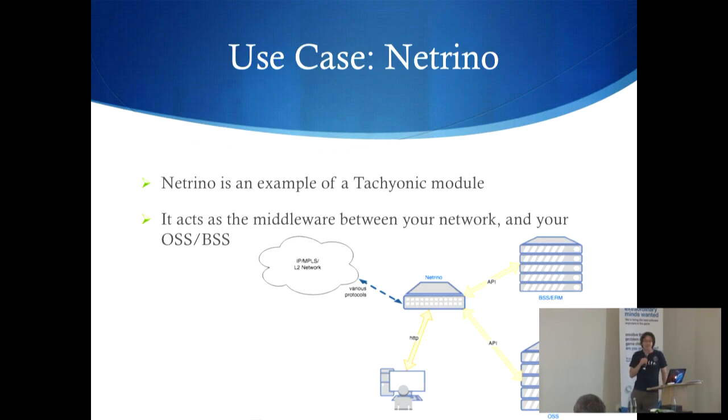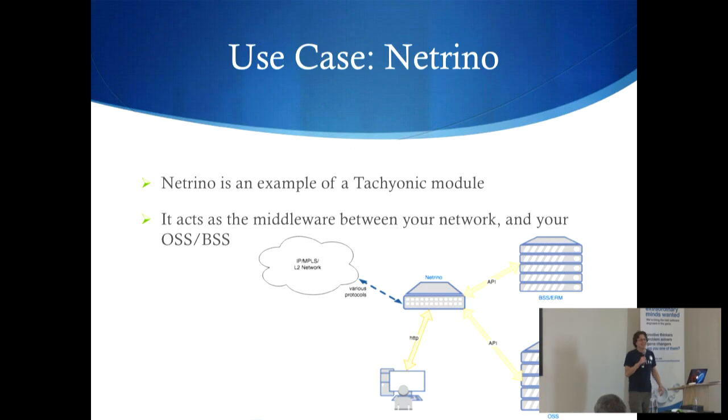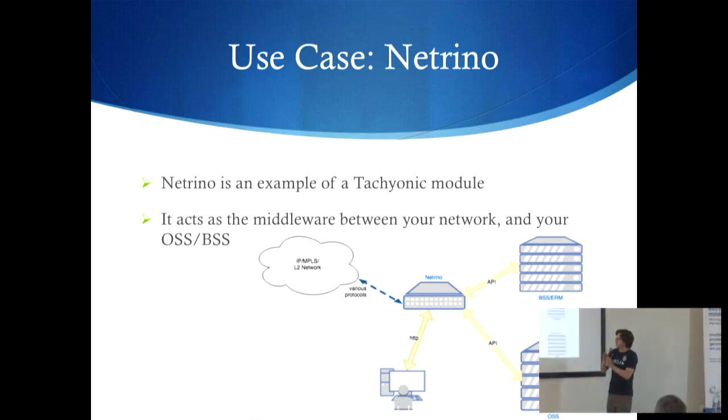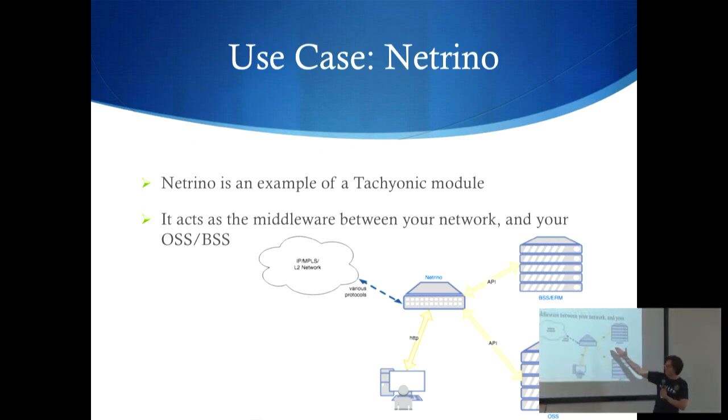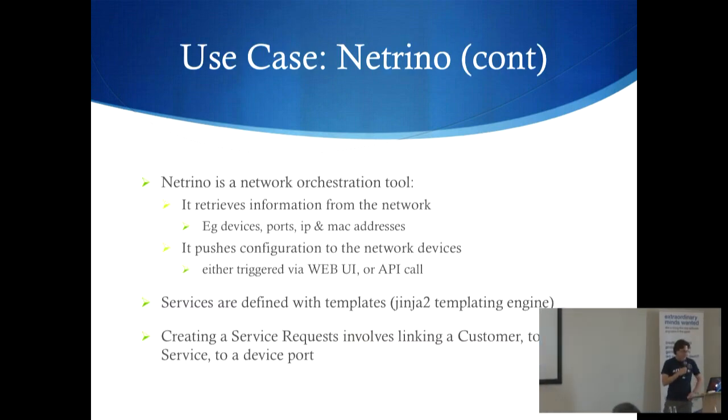All right, so let's look at a quick use case of what we can do with Tachyonic. Netrino is a network orchestrator named after Neutrino, the WSGI framework on which it was built. So this is an example of a Tachyonic module that was just plugged into the system. It acts as the middleware between your network and your OSS BSS, so your business systems can make API calls to the system, users can access it via HTTP, and then it uses whatever it needs to speak to the network. So basically it's a network orchestration tool.